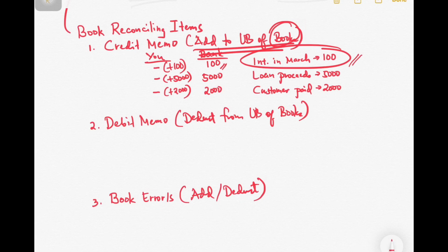Now we go to debit memo. This one would include deductions naman. So again, you have your record, then you have the bank. What if the bank charged you for something? Like you ask for the printing of the check, so you are charged. I will just label it as bank service charge.